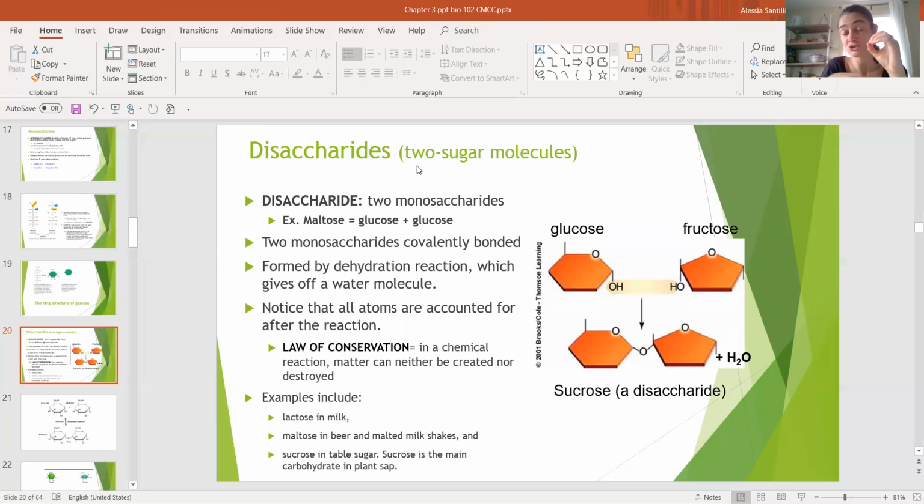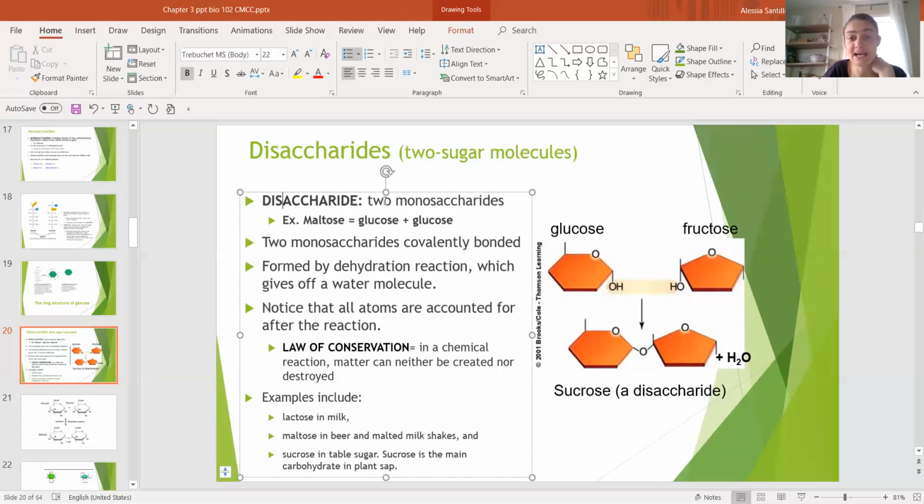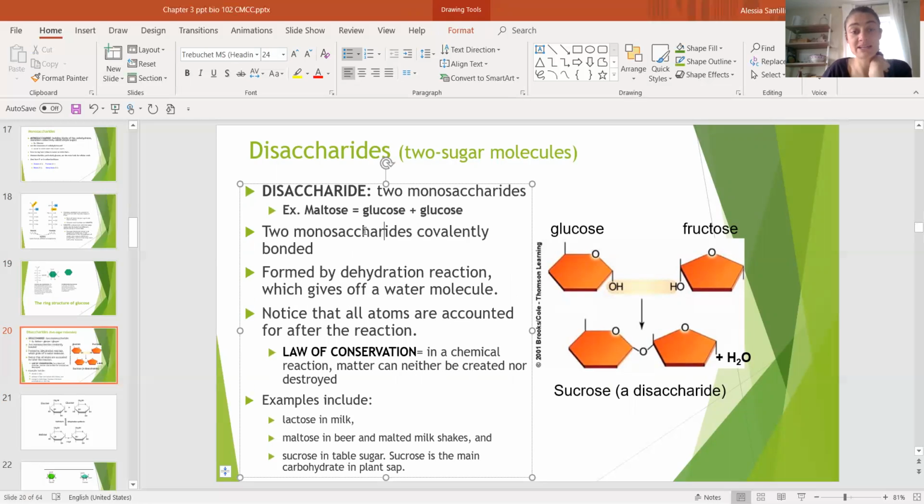When one monosaccharide joins to another, we now have two, right? And so we call this two sugar molecule a disaccharide, di-2, okay? A disaccharide is just basically two monosaccharides that are put together. An example is maltose. Maltose is just the addition of one glucose molecule plus another glucose molecule. We have the glucose and fructose that gives us sucrose.